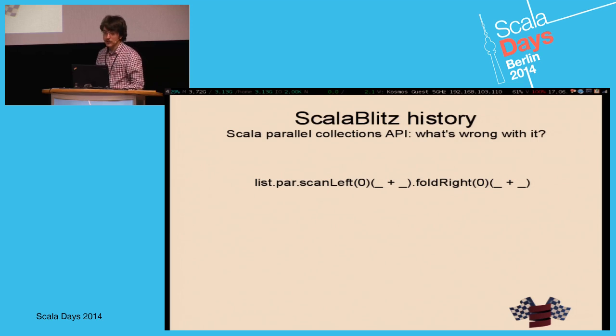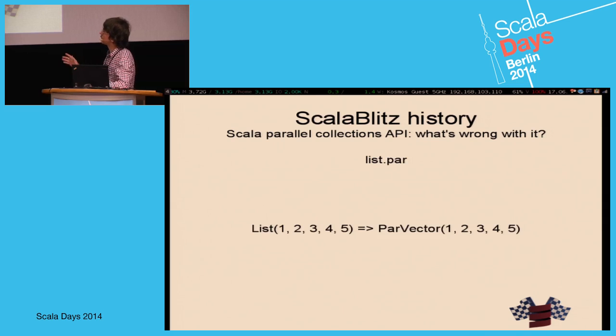Scala already has its own parallel collections. And there are some types of code that you can write using parallel collections that will compile and run, but probably shouldn't. Let's have a look at this example. You have a list, and the API of these collections allows you to say that this list will become a parallel list, kind of, and then you will be able to perform both scan left and fold right one after another. If you don't know well what it will do at runtime, let me show you.